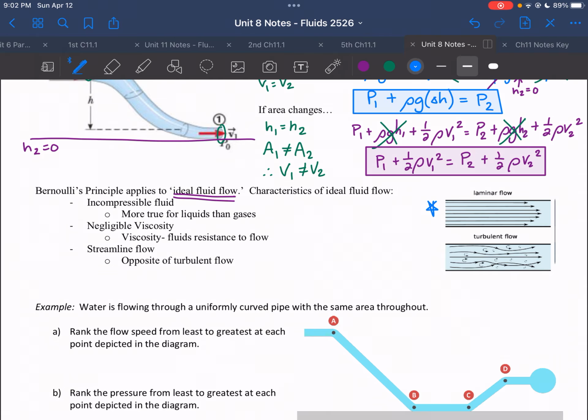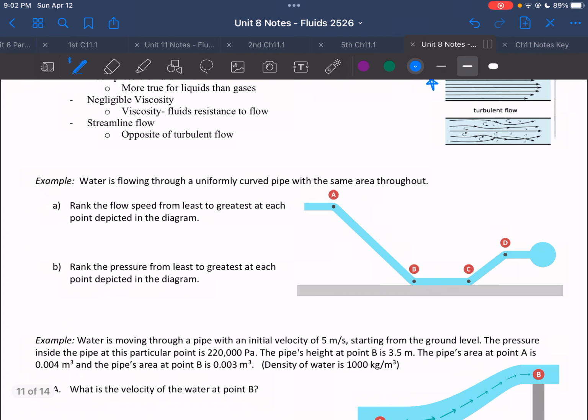All righty, try the next example on your own. So it says to rank these locations. We're going to rank the flow speed from least to greatest at each of these locations, and then we're going to rank the pressure from least to greatest. So think about what we know from the example above. What do we know about the areas? Because the areas are the same all the way across. So what does that tell us about the speed? And what does the height tell us about the pressure?